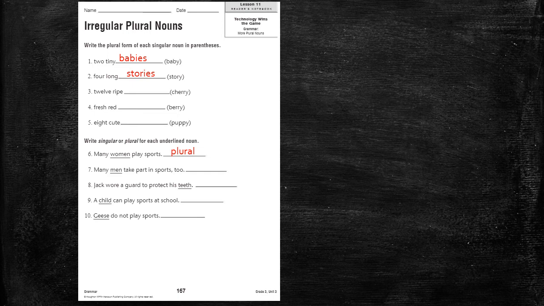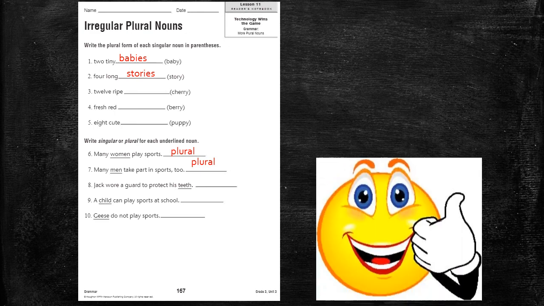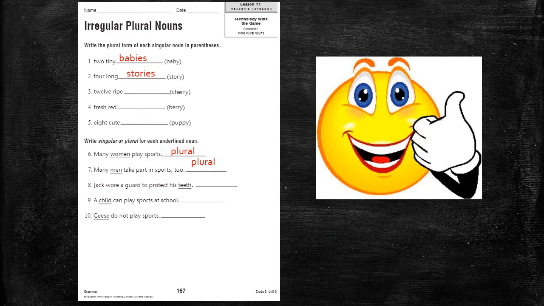Let's do the second half here. Write singular or plural for each underlined noun. So the nouns are already underlined for you. All you need to do is decide whether they are plural or singular. That's easy. Woman. Look at the E. So woman, that's plural. Men, again, E, that's plural too. Jack wore a guard to protect his teeth. That, and the last two, you're going to be doing it yourself.